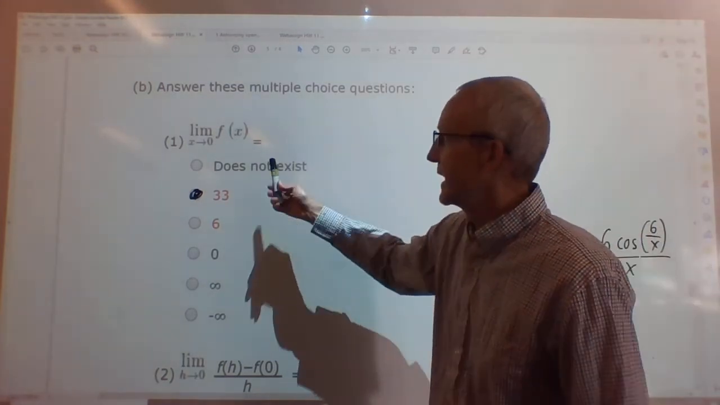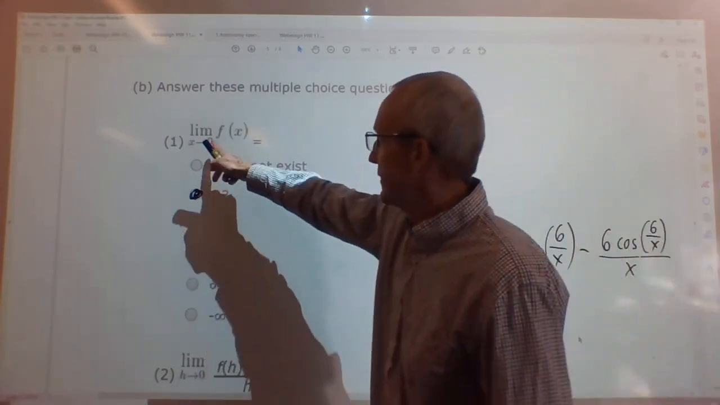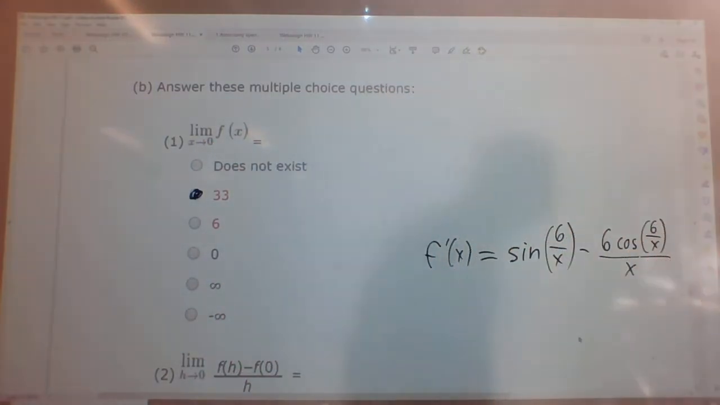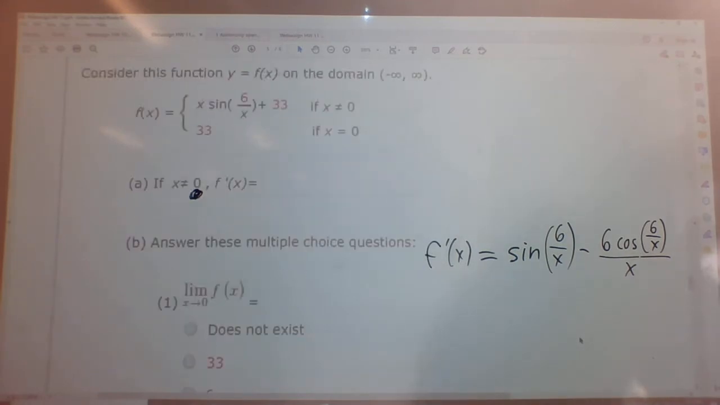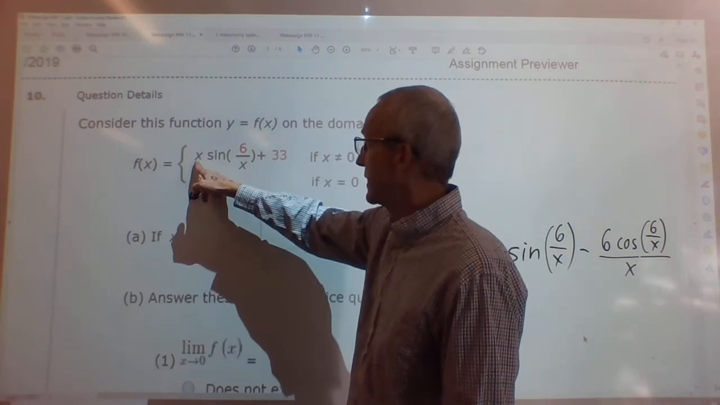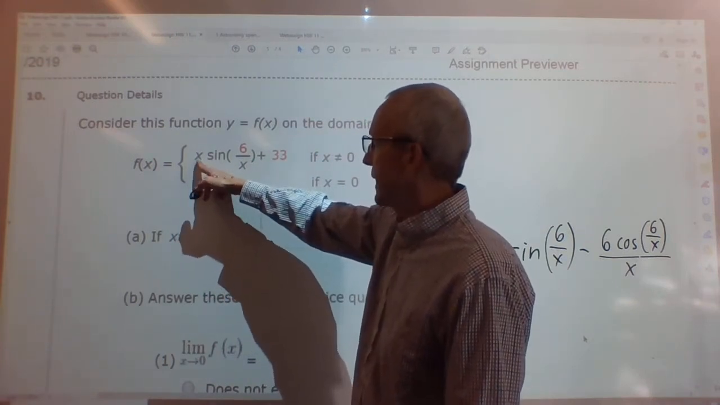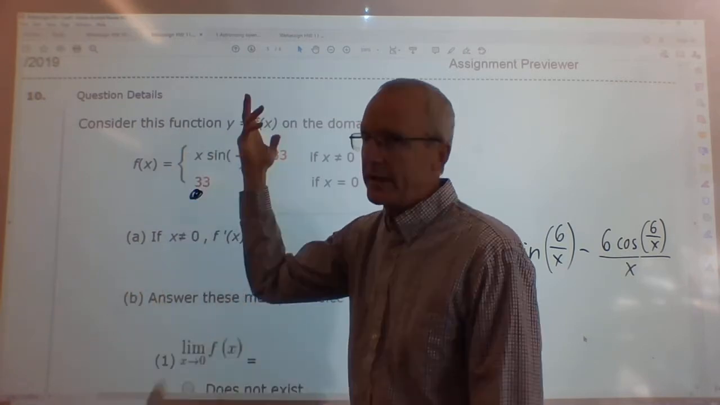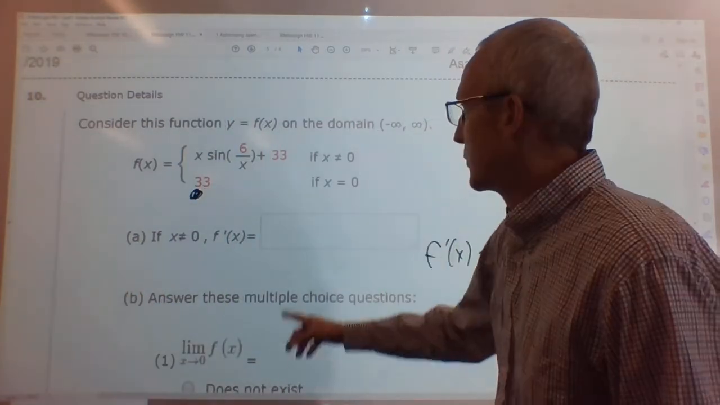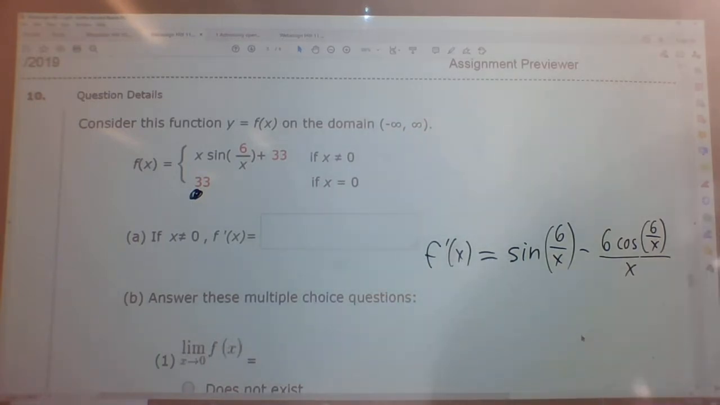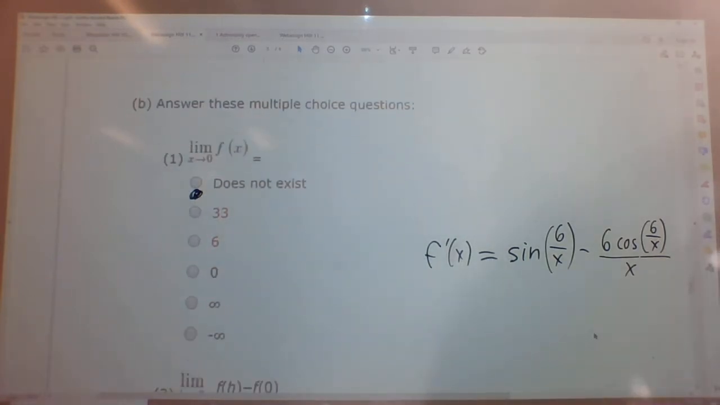Does not exist means you get a different one. Because, right, this doesn't have a plus or minus. As we go from both sides, it goes to 0. And let's look at that again to make sure, because that's the tricky part. When x is negative, it still goes to 0. When x is positive, it goes to 0. This just goes to -1 and 1. So yeah, it goes to 0 from either side, which means we're left with 33. So, yep, it does exist, and the answer is 33.